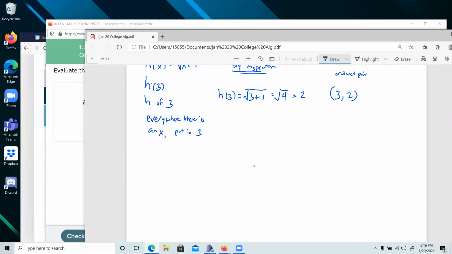This gets a little tricky because sometimes they don't ask you for a number. They do h of a. And that's going to be the square root of a plus 1. Okay, so the rule is whatever you see in that x, you plug that in. And I know this is unsatisfactory as an answer, but I can't do anything more. Like, yeah, I know, it's just going to sit there and taunt you.